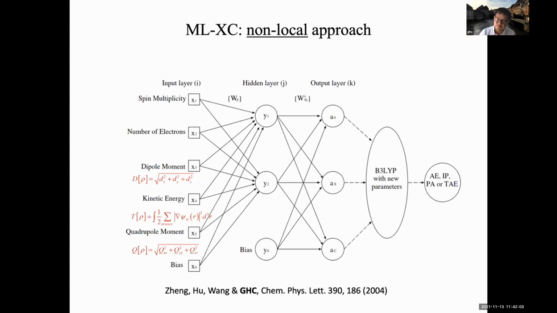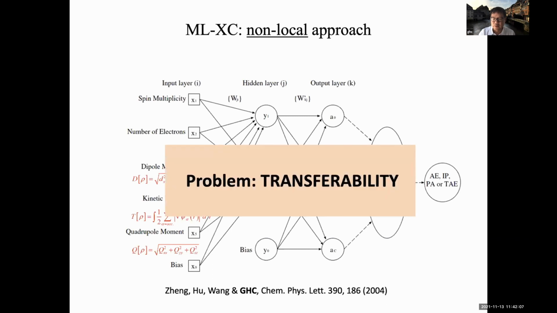So we don't have those data for training, for others. So this is what I call the transferability problem. What do we do?